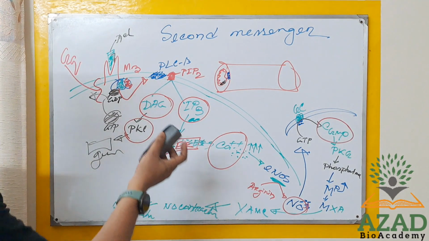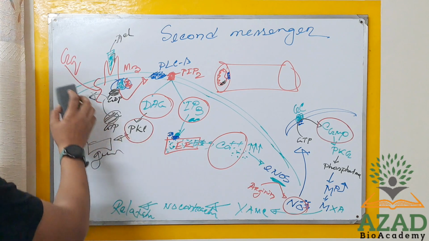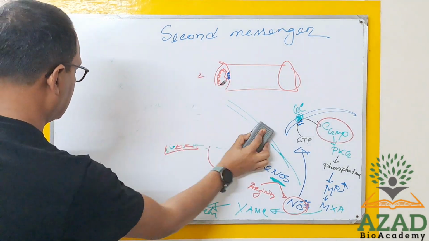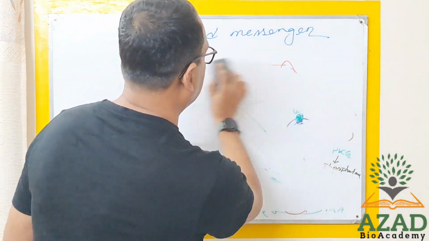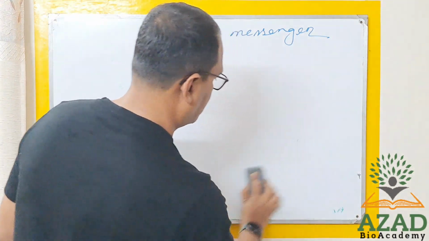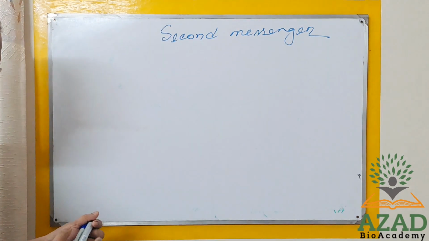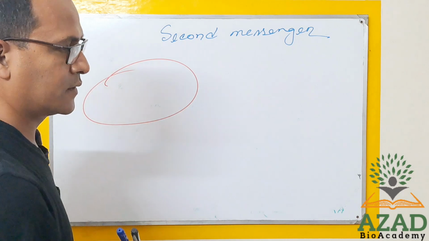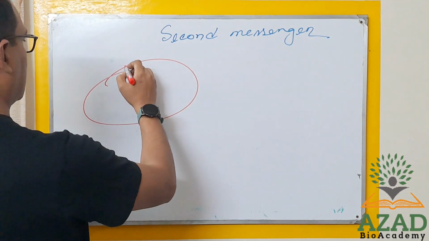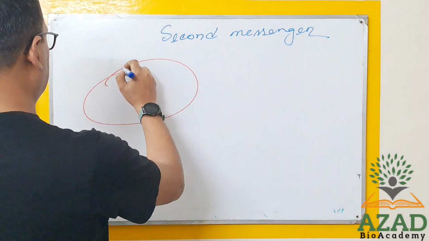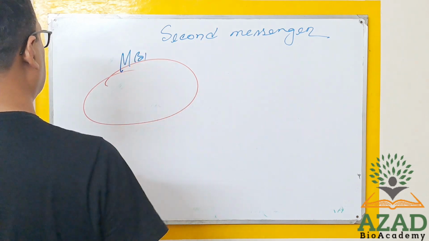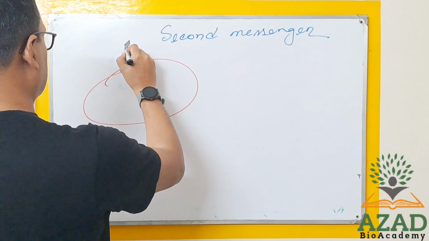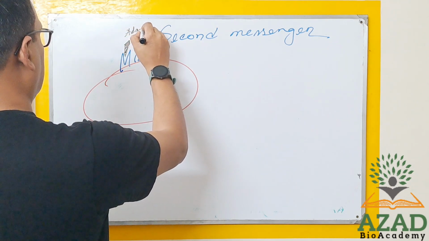Okay, so another example I will try to give you very quickly, and then I will sum up the lecture regarding second messenger. Another example: you can think this is your cardiac muscle. The cardiac muscle carries the receptor beta 1, which is an adrenergic receptor. So this is the adrenaline.